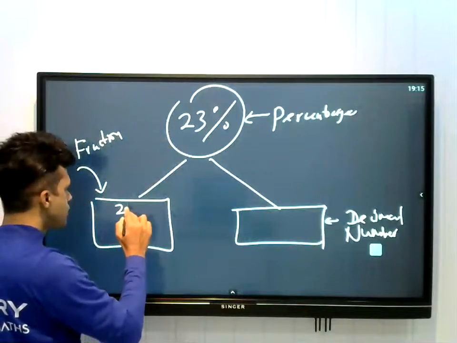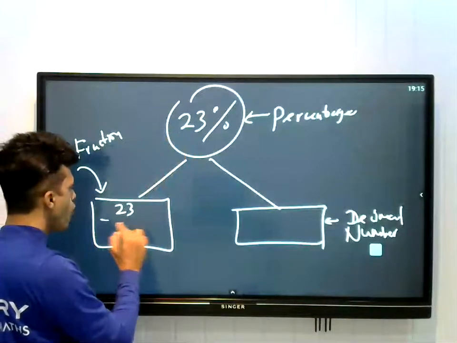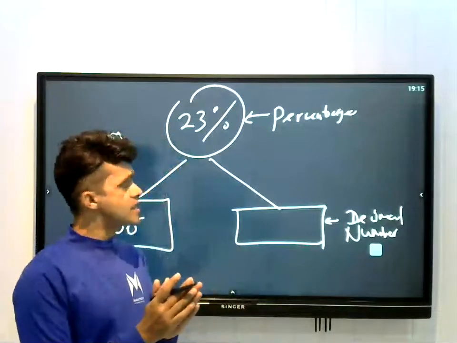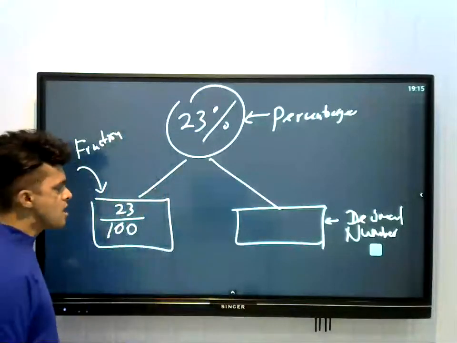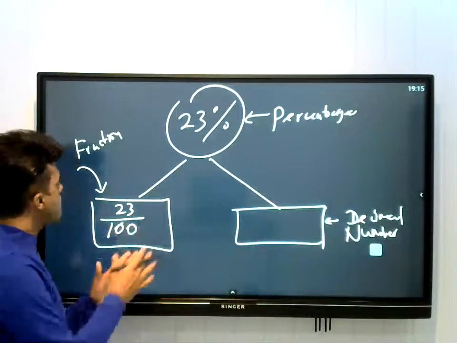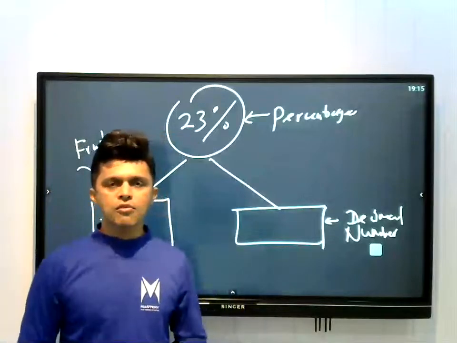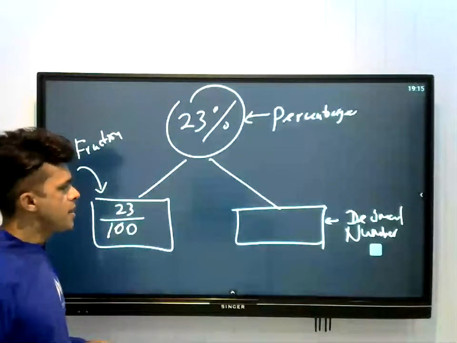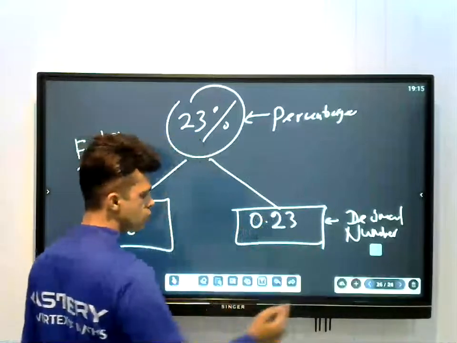this means 23 over 100. So, what is the related decimal number here? The decimal number should be, 23 over 100 can be converted into the decimal number. Think of this. We've done this so far, right? I have taught you this segment. Yes, 23 over 100 means 0.23.